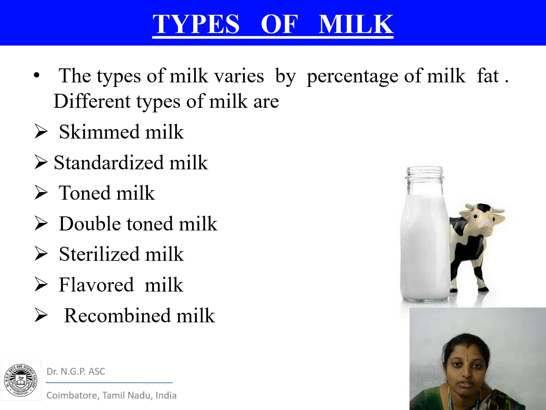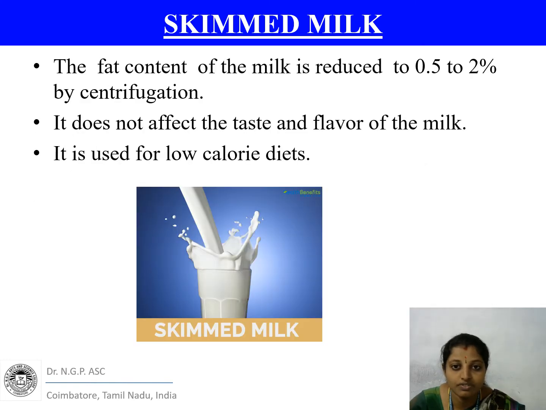So next we will move on to types of milk. The types of milk vary by the percentage of fat present in the milk. Now we are going to discuss the different types of milk: skimmed milk, standardized milk, toned milk, double toned milk, sterilized milk, flavored milk, and recombined milk. First we will discuss skimmed milk.